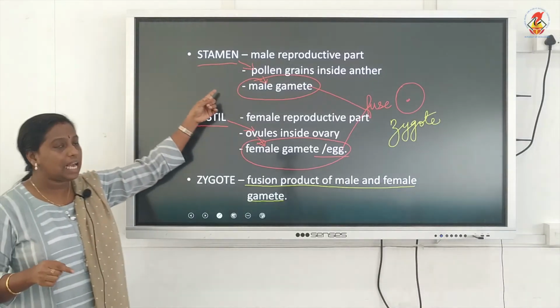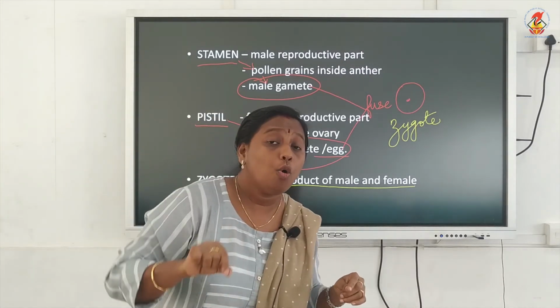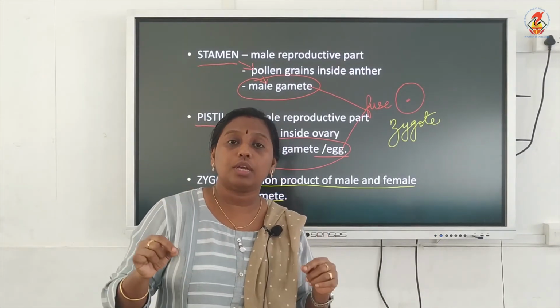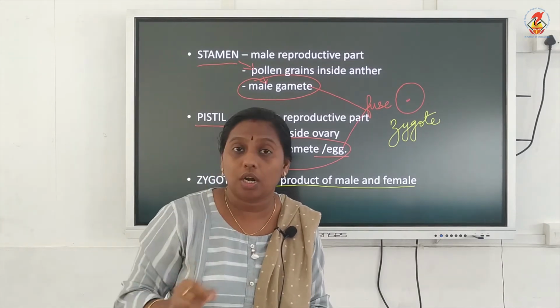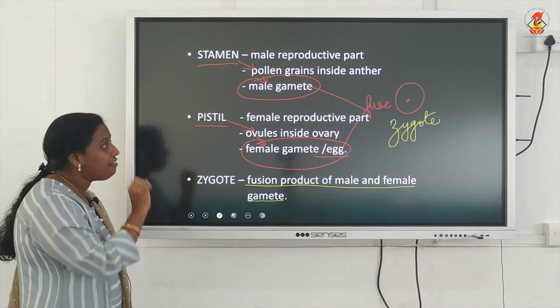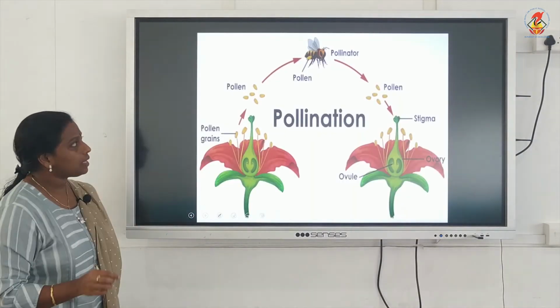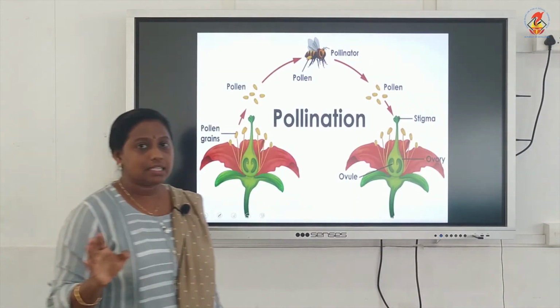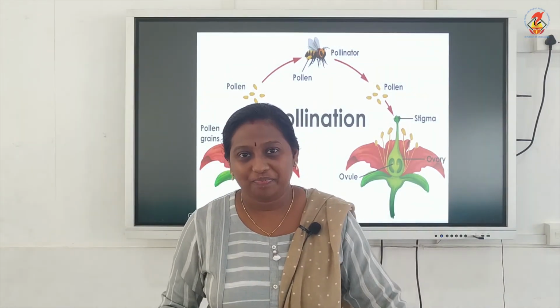Okay, so the male gamete inside the pollen grain and the female gamete inside the ovule will fuse together to form a new cell. That new cell is what is called as the zygote. So, it is a fusion product of male and female gamete. Hope it is clear. Okay, so with that, the parts of a flower is over.